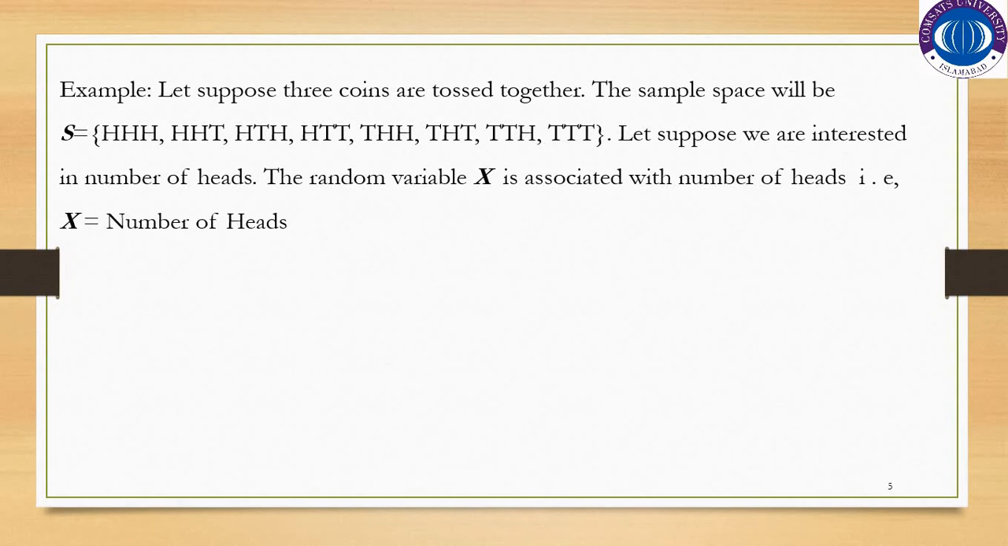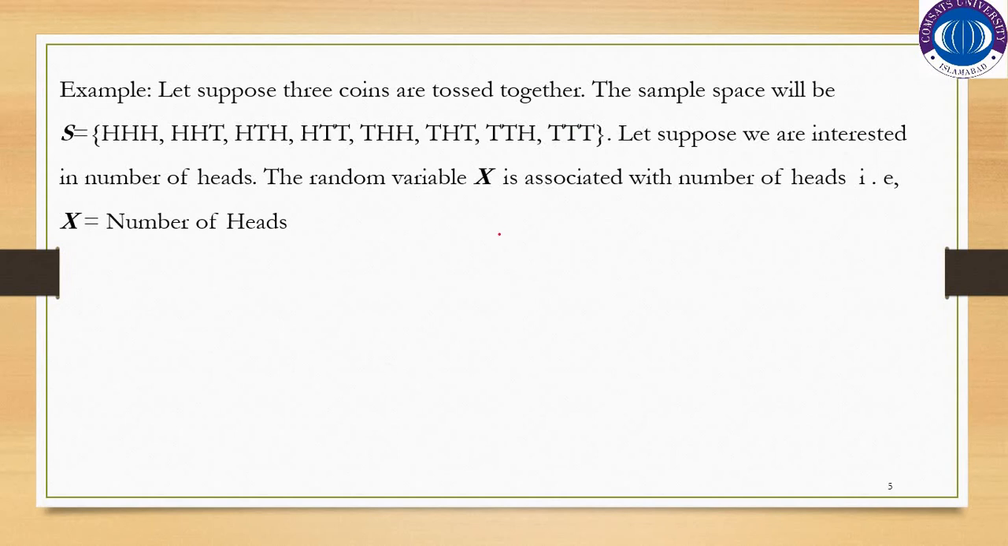Now, let's suppose three coins are tossed together. The sample space will be HHH, HHT, HTH, HTT, THH, THT, TTH, and TTT. There should be 8 possible outcomes.